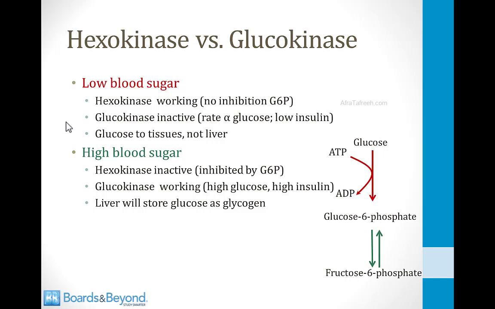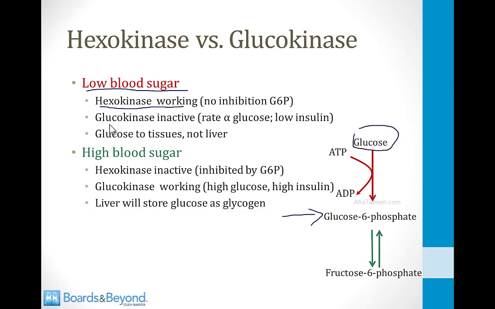So another way that can help you keep the functions of hexokinase and glucokinase straight is to think about how they operate in the settings of low blood sugar and high blood sugar. So when you have low blood sugar, for example, in the fasting state, hexokinase found in most tissues of the body is still working. There's a relatively low level of glucose 6-phosphate, and therefore hexokinase is phosphorylating glucose whenever it can get its hands on it.